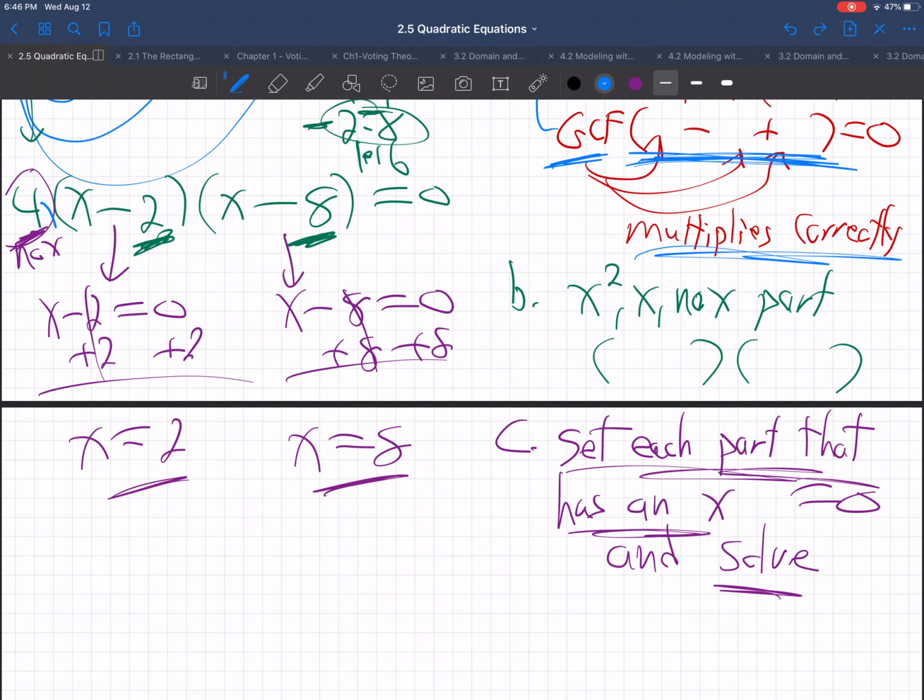So we have no x out there. So we skip him altogether. Only the parts that have an x, only those parts can vary and be different things and can make things multiply to be 0. The 4 can't do that. He's just a 4. So the answers are 2 and 8. That's how we do that problem.